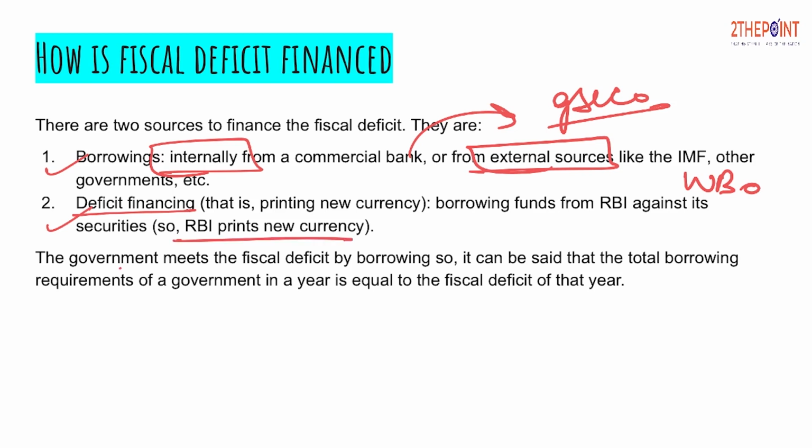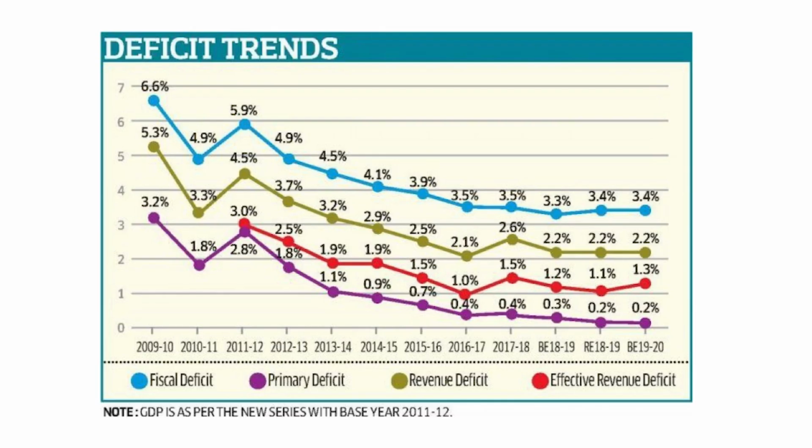The government meets the fiscal deficit by borrowing. So it can be said that total borrowing requirement of a government in a year is equal to the fiscal deficit of the year, as I have explained to you earlier with an example. Now move to the next slide.